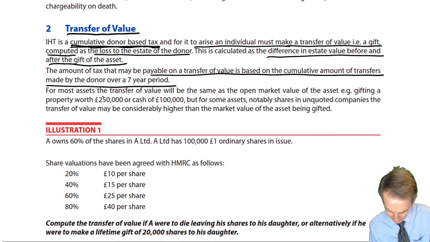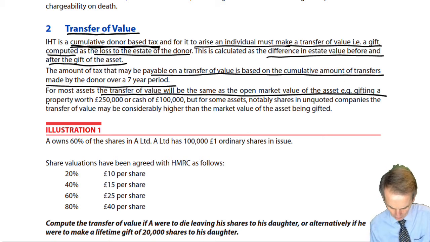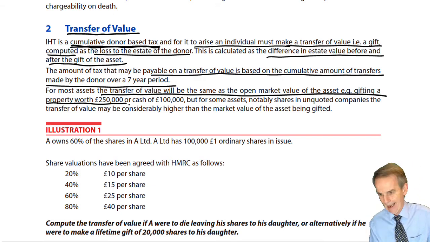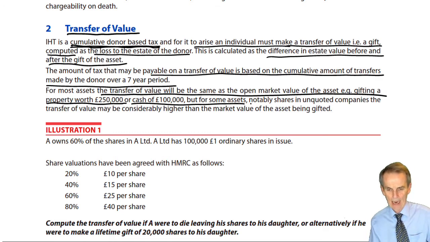Now, for most assets, the transfer of value, as we said, will be the same as the open market value of the asset. For example, you give away a property worth £250,000. Before the transfer, I had the property worth £250,000. After the transfer, I don't have it. I don't have that £250,000. Before £250,000, after zero, transfer of value £250,000. Same with cash, £100,000. £100,000 of cash I had before the transfer, I haven't got it after the transfer. Transfer of value is £100,000. So usually the market value of what is being gifted is indeed the same as the loss to the estate of the donor, and that will therefore be the transfer of value.